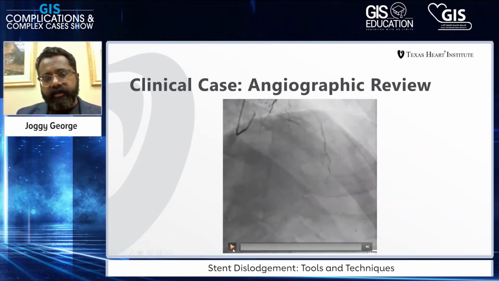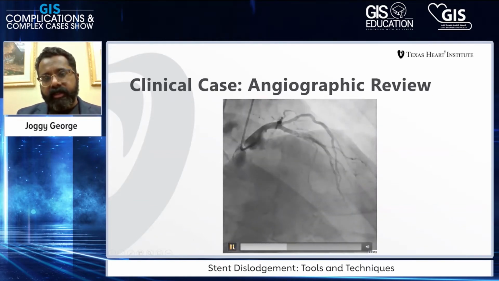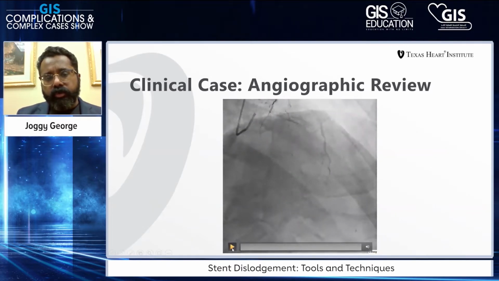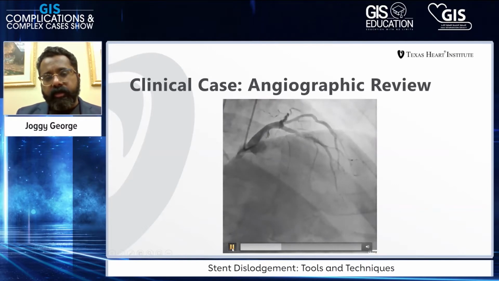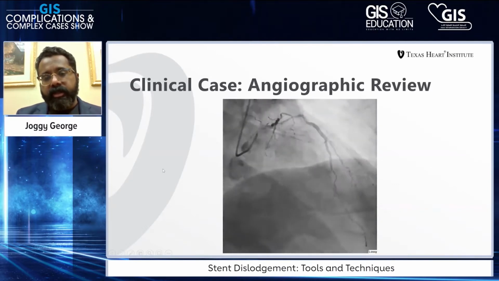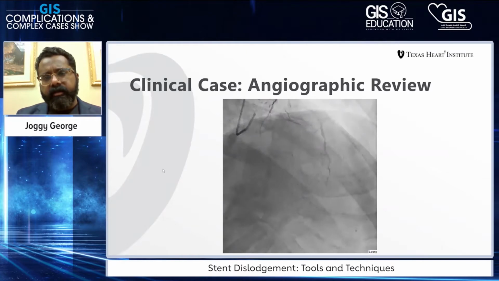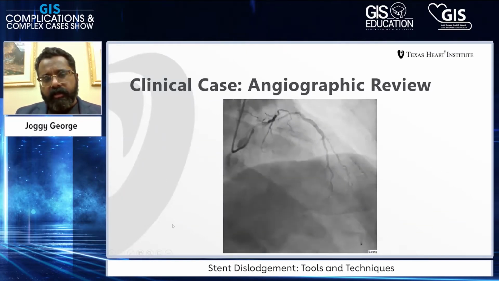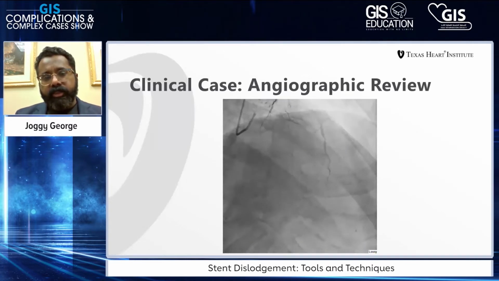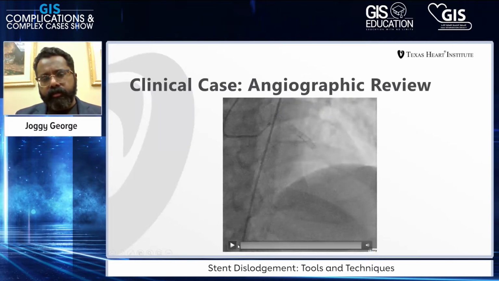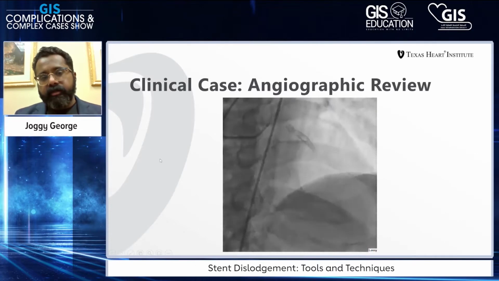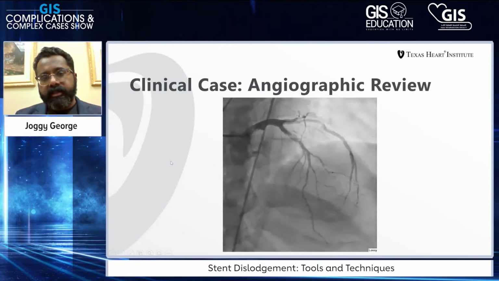The rest of the vessel appears to be relatively unaffected, and there was no new circumflex disease. The right coronary artery was also imaged and did not have any substantial disease. So in view of this, the plan was to perform drug-eluting stent placement of that area to treat this lesion.